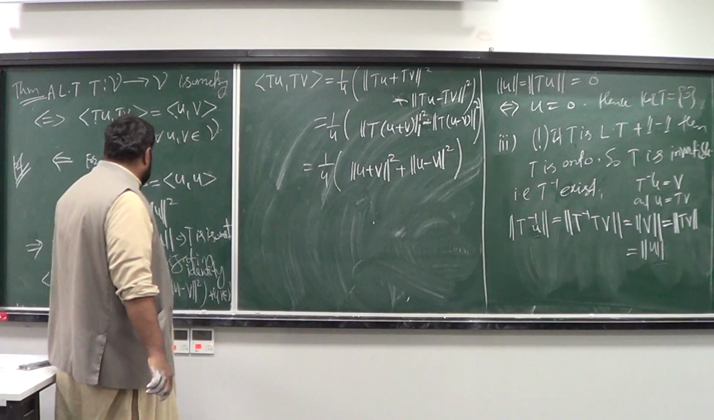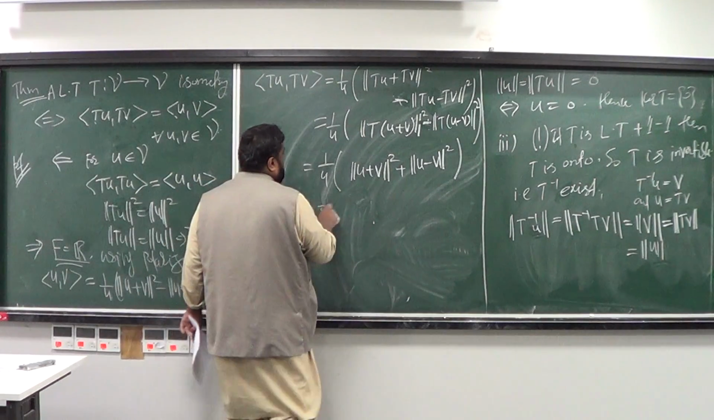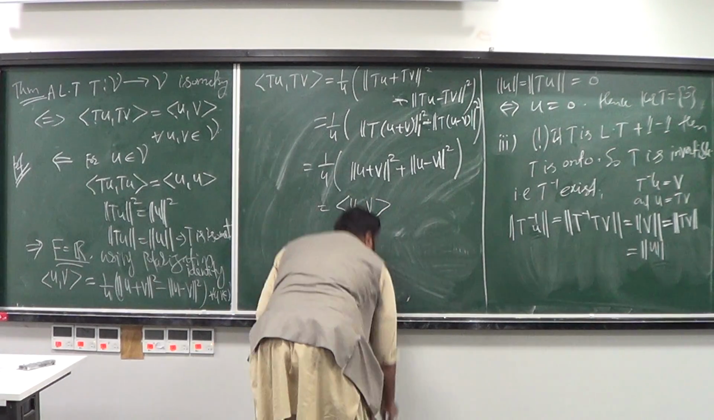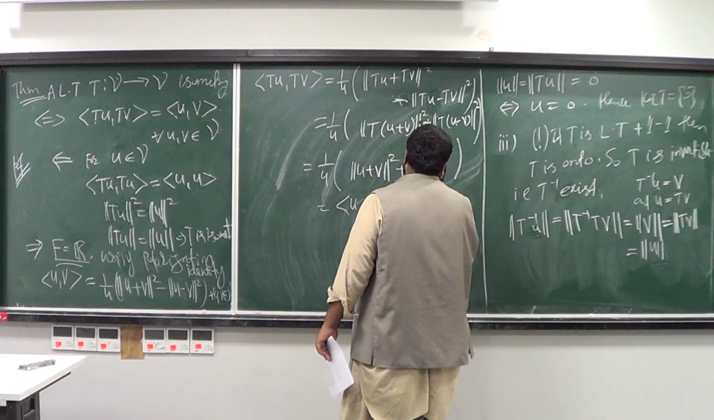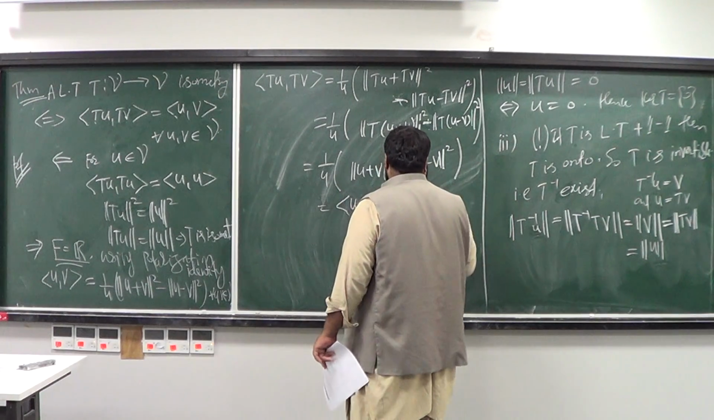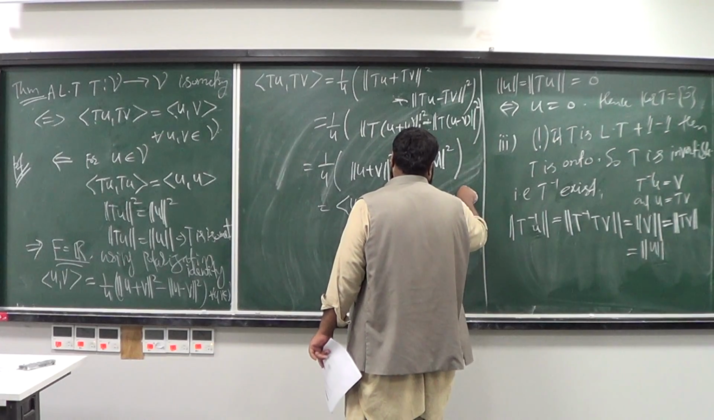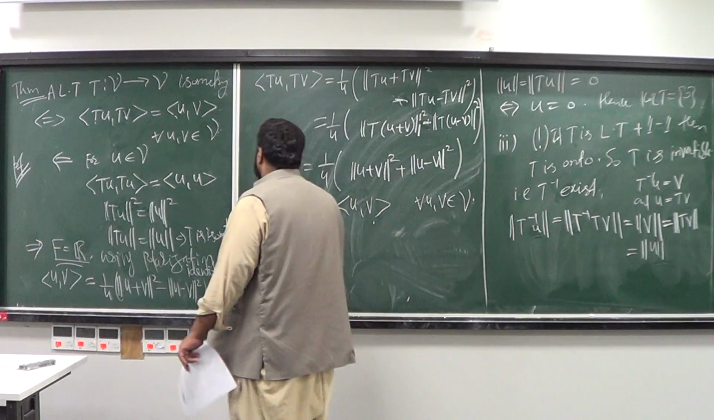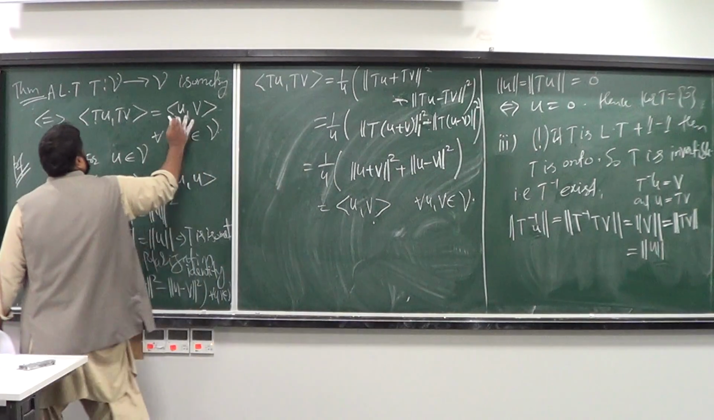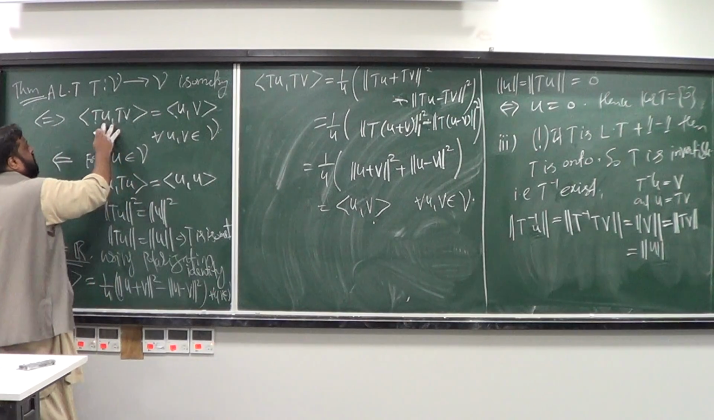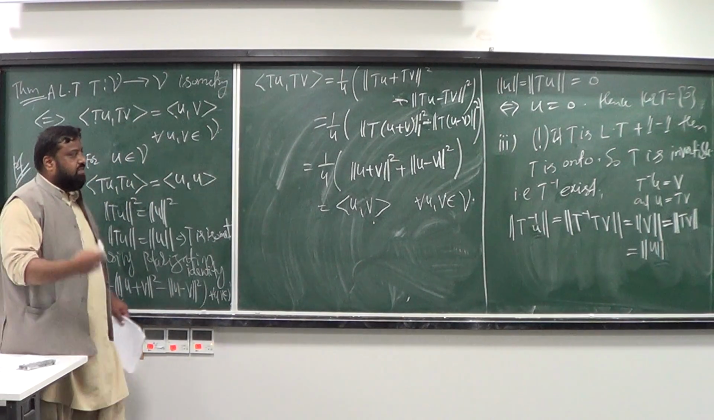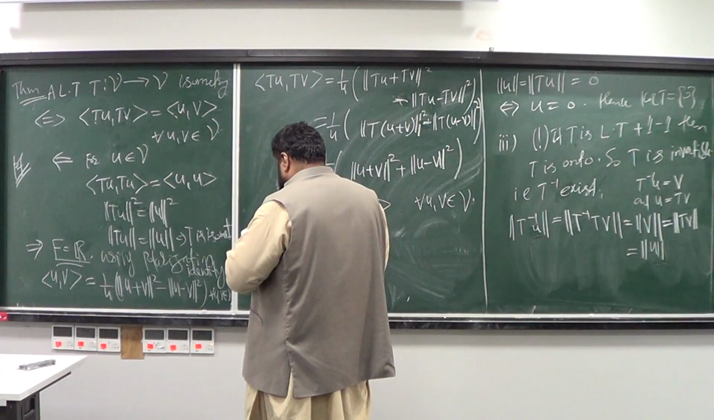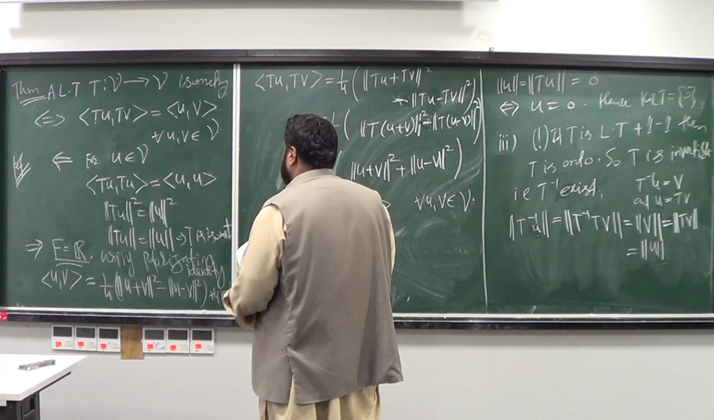Now again, using the polarization identity, this is precisely equal to the inner product of U and V. And this is what we would like to show. For all U and V from the inner product space V, the inner product of U and V and of the transformed U and V is equal. So the inner product is invariant under the transformation. That's another interesting thing.